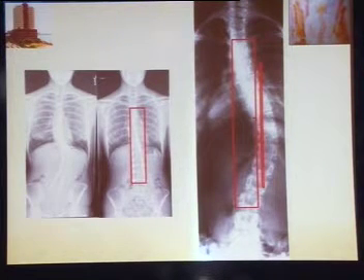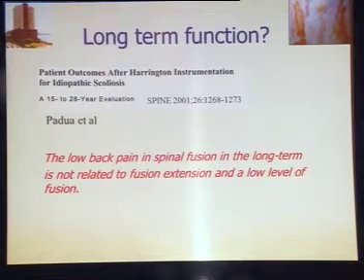So these are the curves that are very amenable to this technique, where it's a question of one level above or below, and you're really not getting into L4. You're staying on the top of L4. This becomes the easiest indication to switch from a screw rod system to a sublaminar wire rectangle system.